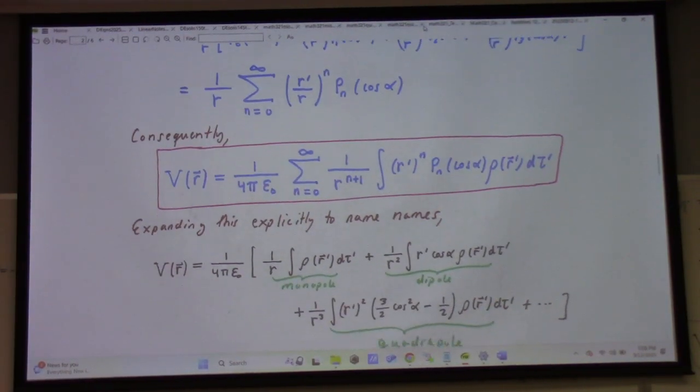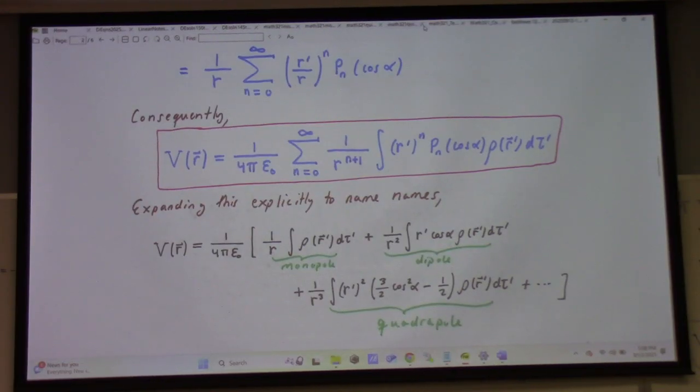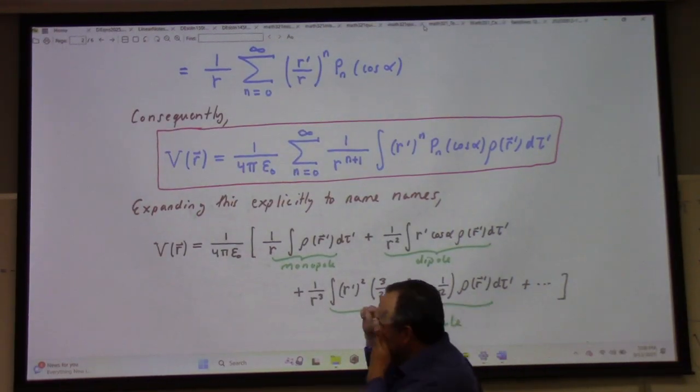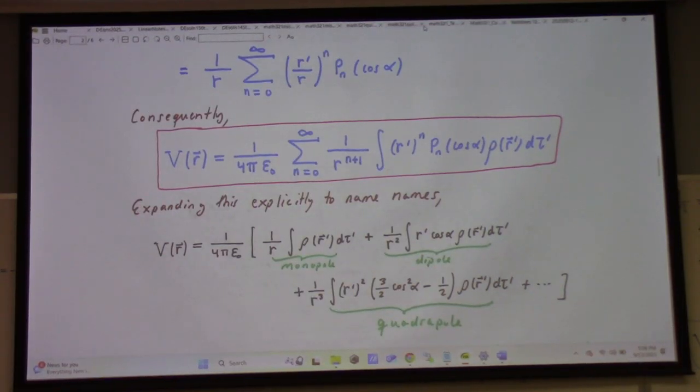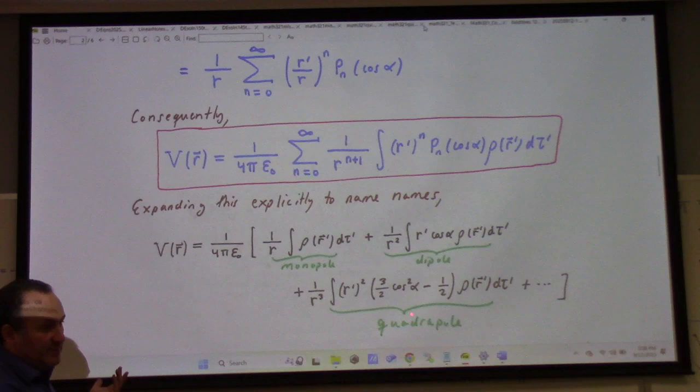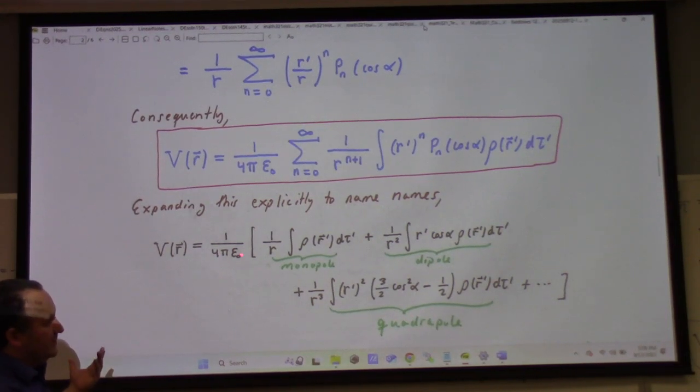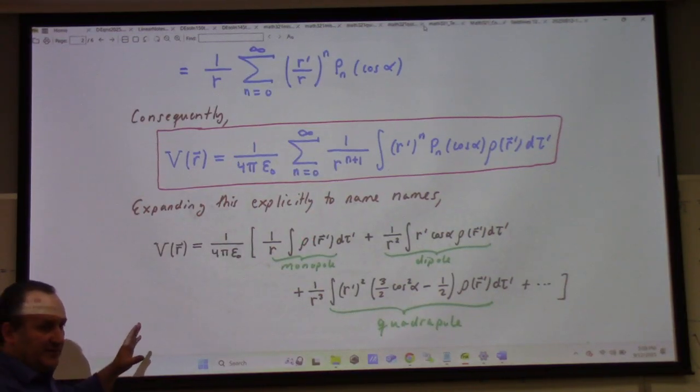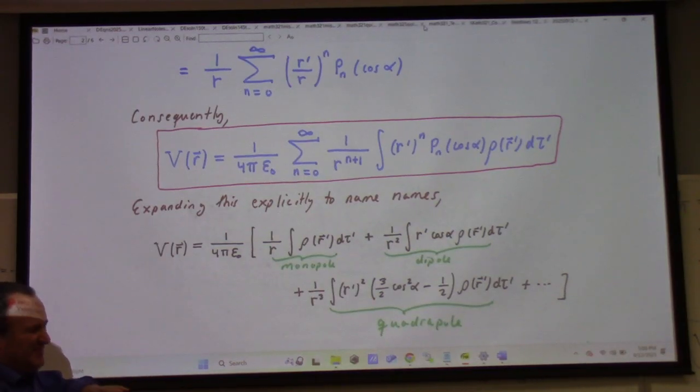And if you write out explicitly the formulas here for n equals 0, 1, 2, those are respectively the monopole term, the dipole term, and the much less familiar quadrupole term. You can see that this is straight up the Coulomb piece: it's charge divided by distance from the origin. That's the monopole part. The issue is we're not talking about a charge at the origin, but possibly a charge that's distributed over some region.